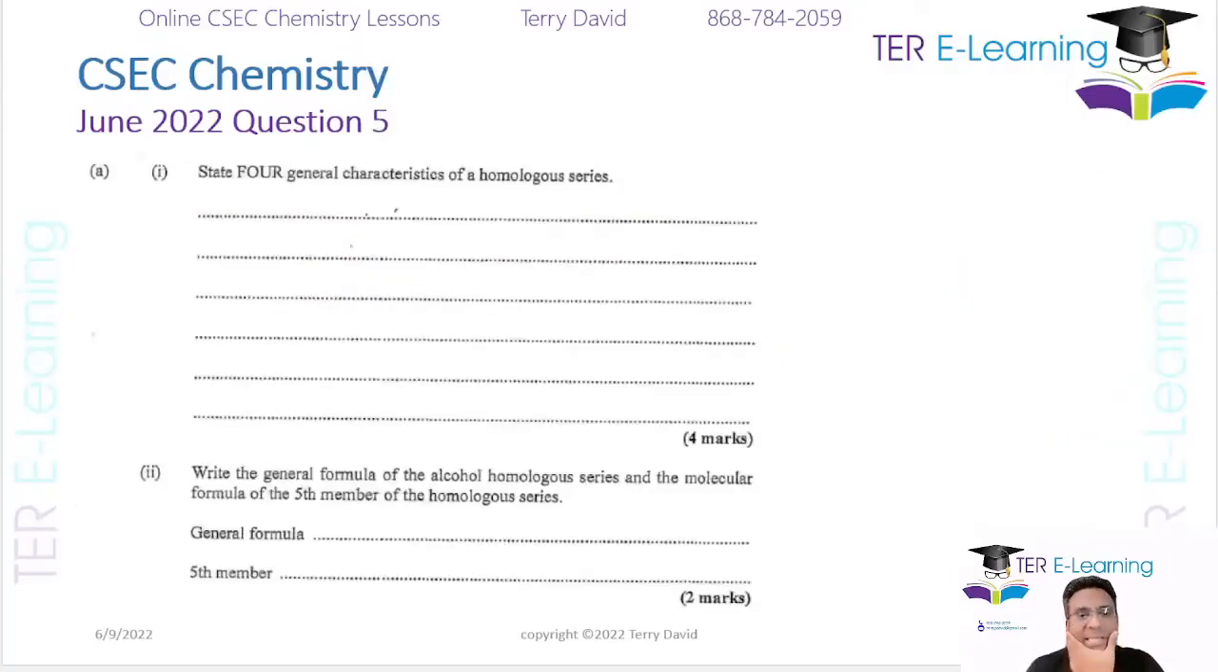Alright, this next one, question 5. Organic chem again. State 4 general characteristics of a homologous series. They asked this exact same question for the past few years, right? Even in January 2022, I think they asked the same thing. So 1, same general formula. There are 5 of them we need to know, but they only want 4. So same general formula.